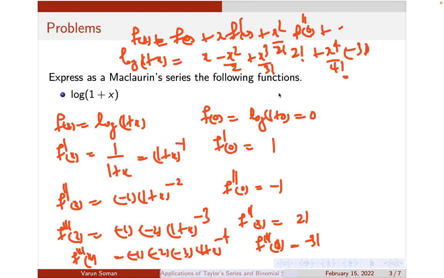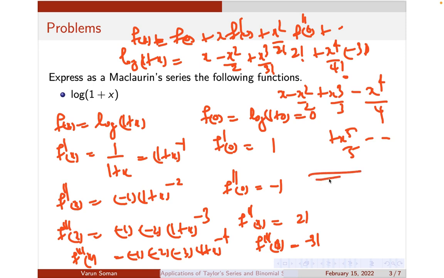So the expression will reduce to x minus x square by 2 plus x cube by 3, because 2 factorial and 3 factorial will get cancelled out, minus x raised to 4 by 4. Okay, so I hope you can guess next time it will be simply x raised to 5 by 5 etc. So this is a standard expression, please remember that. So it's very simple, by employing the Maclaurin series you can apply it. Okay, so I hope it is clear.